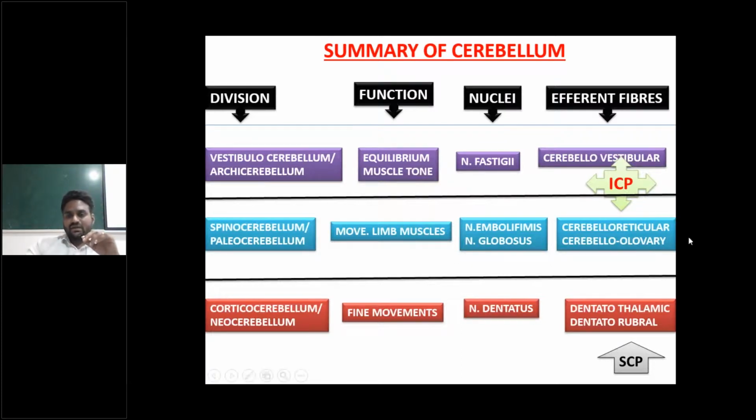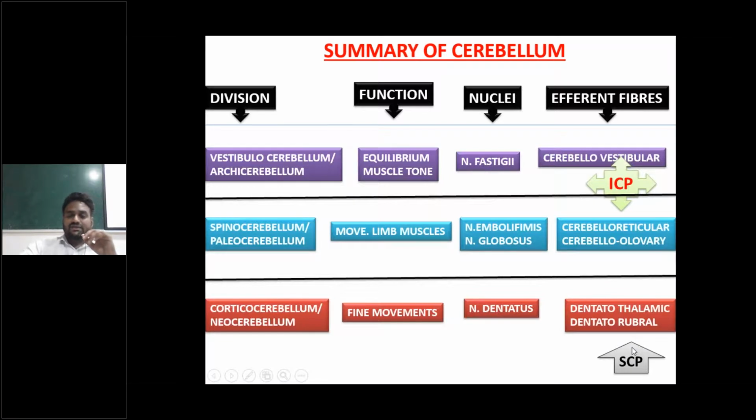Another example, the SCP, superior cerebellar peduncle. Already I told you the fibers passing through the superior cerebellar peduncle. This is also another short notes question. So what is the superior cerebellar peduncle? The superior cerebellar peduncle is the connection between the midbrain and the cerebellum. First point. And second, it is present in the dorsal aspect of the middle cerebellar peduncle.